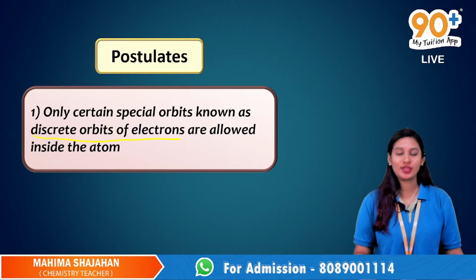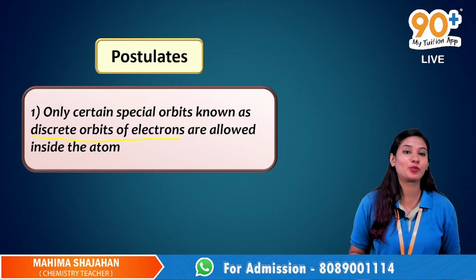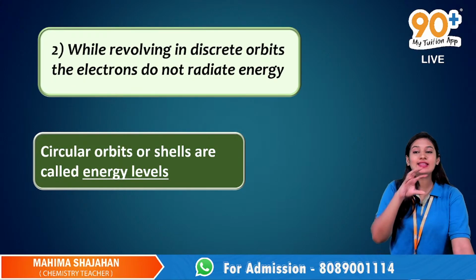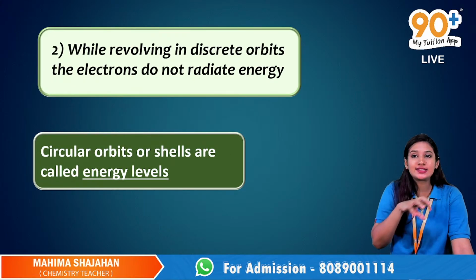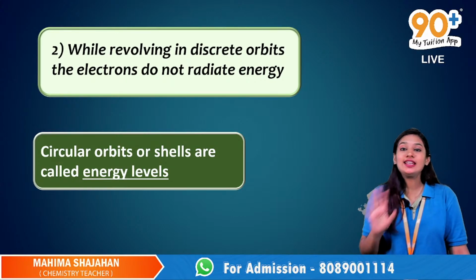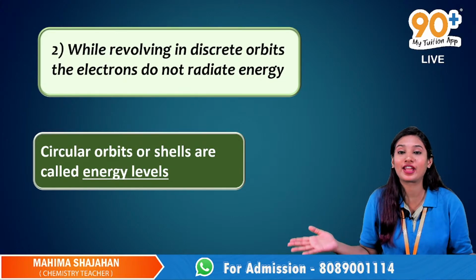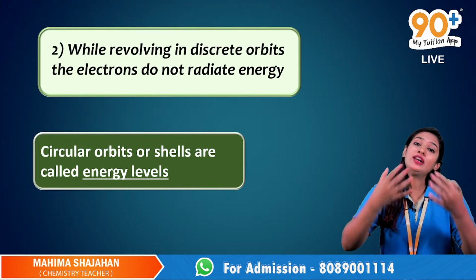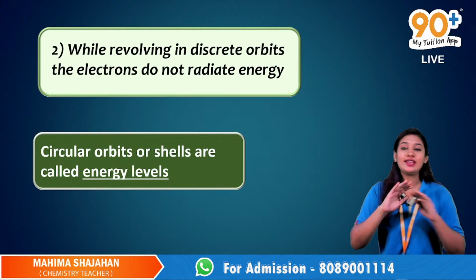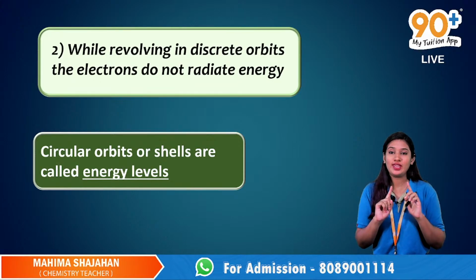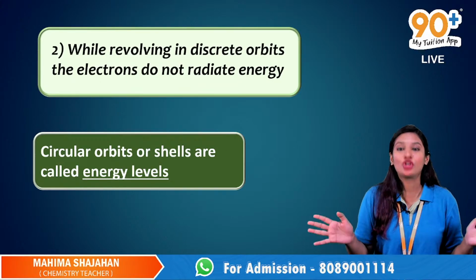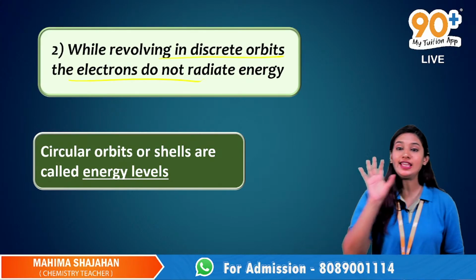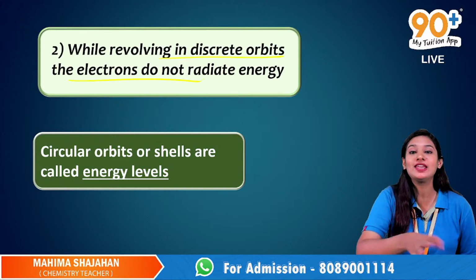Now, let's move on to the second postulate. He said that while the electrons are revolving inside these discrete orbits, they will not radiate any energy. They will not lose or gain energy. The energy will remain constant. So while revolving in discrete orbits, the electrons will not emit radiations.